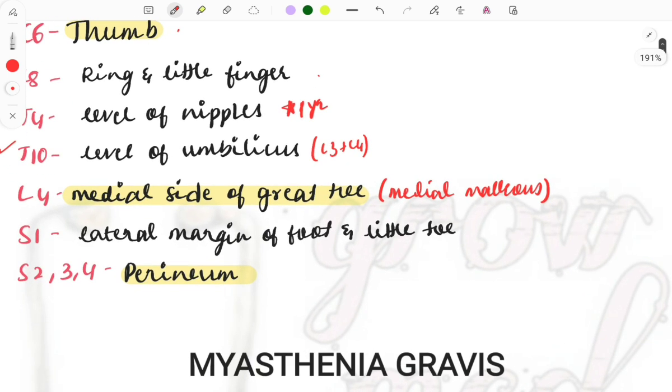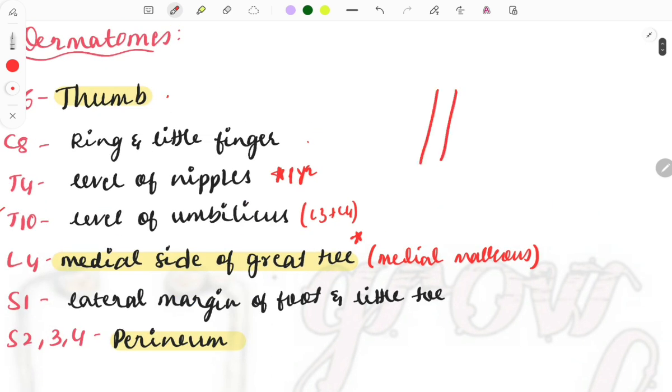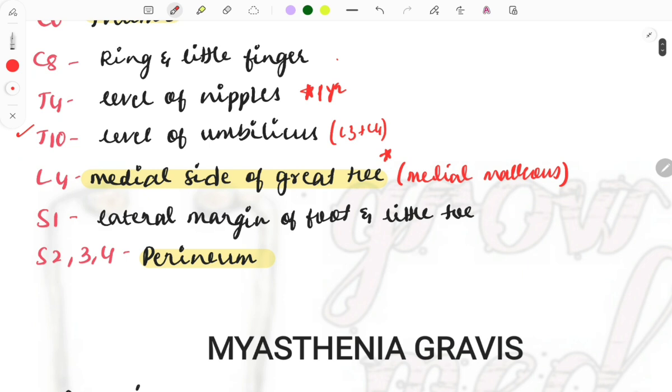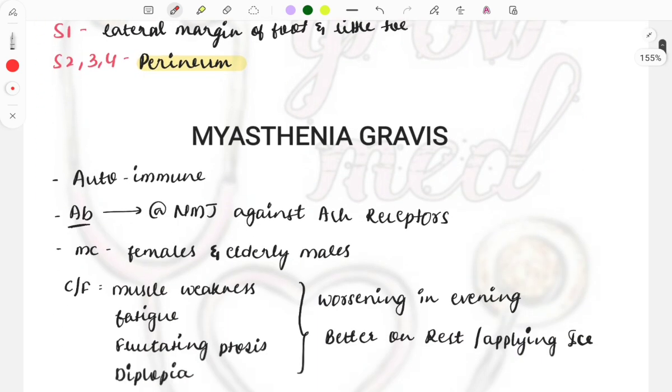Then L4 is the medial side of the great toe, a repeat topic. Then they can mark the medial malleolus, meaning they'll give a leg here and mark the medial malleolus and ask what the dermatome is, or they'll ask about the medial side of the great toe. S1 is the lateral foot, lateral margin of the foot and the little toe, and S2 S3 S4 is the perineum. Okay, so these are the important dermatomes which you must know.